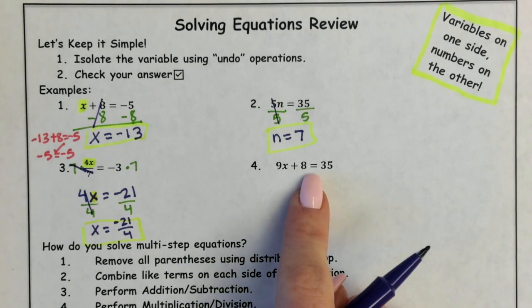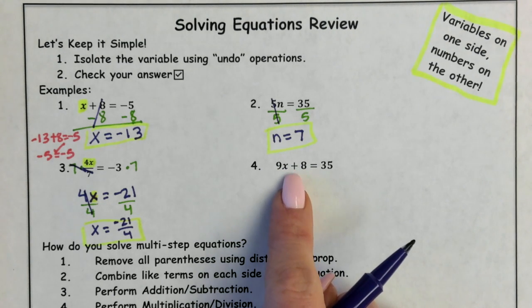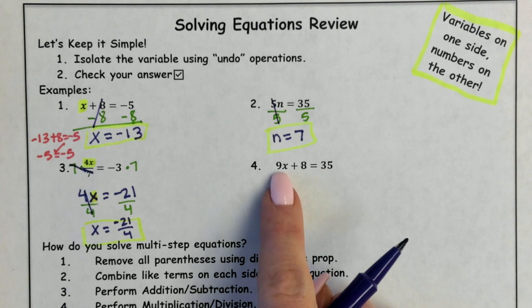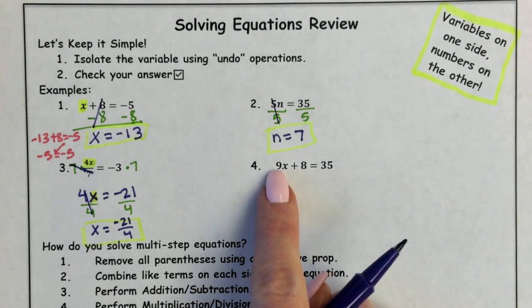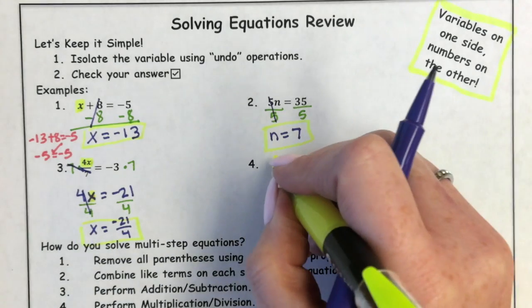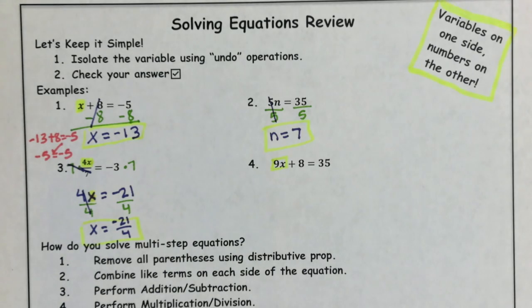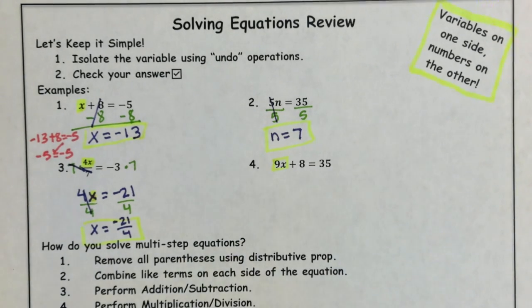So let's review some vocab here. This has two terms on this side of the equation. In an equation or an expression, the pieces of an expression that are separated by addition or subtraction are called terms. So what we want to do first is isolate the term with the variable, the term that has the variable attached to it, so in this case it's 9x. So I want to get rid of that plus 8 first.